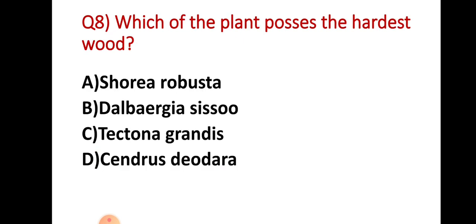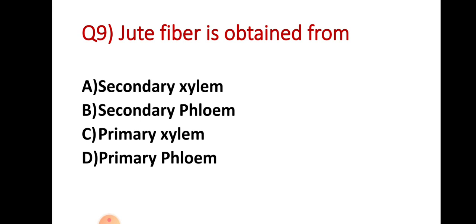Which of the plant possesses the hardest wood? These are the scientific names of the wood, and right answer for this question is option choice A. In common word it is called sal tree or sal plant. In scientific name it is Shorea robusta. So right answer is option choice A. Now let's see question number 9.